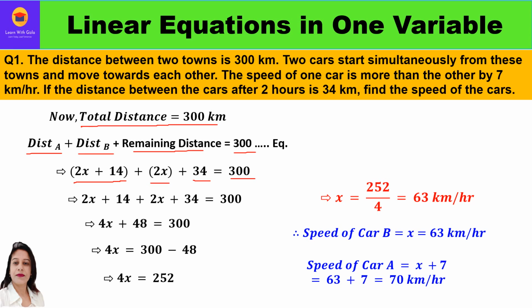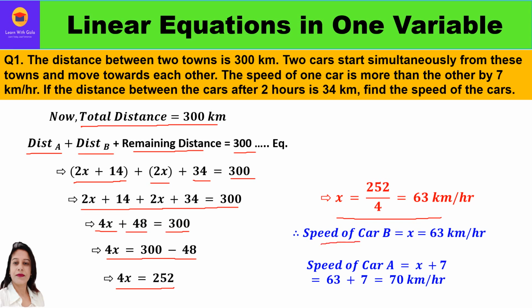This is a linear equation in one variable. Open the brackets. So 2x plus 14 plus 2x plus 34 is equal to 300. 2x plus 2x is 4x. 14 plus 34 is 48, equal to 300. Now 4x is equal to 300 minus 48, which is equal to 252. So we can say 4x is equal to 252. So x is equal to 252 divided by 4, that is 63 kilometers per hour.